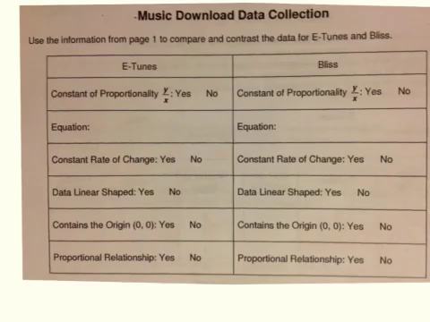Alright, so flip over to the back, and there is a table that's comparing the two companies, eTunes and Bliss. These are multiple choice, yes or no questions. And then at the bottom, we are going to summarize which company actually has a proportional relationship. I'll give you a heads up, only one of them is going to have a proportional relationship. Okay, so probably the easiest thing to fill out first would be the equation, because we already did that earlier, right? Yes.